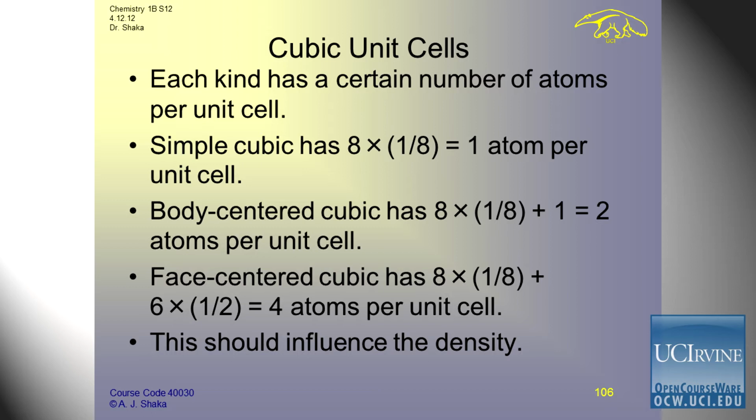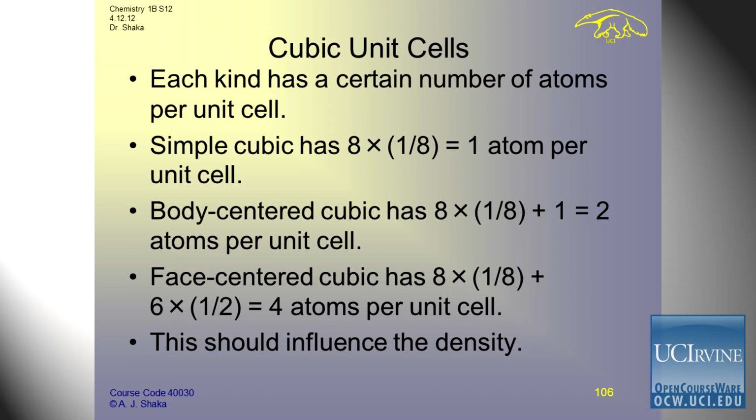Body-centered, there's 1 in the middle, plus the 8 times 1/8. So there are 2 atoms per unit cell for body-centered cubic. And face-centered cubic has the same 8 times 1/8 on the corners. They're always there. The corners are always there.